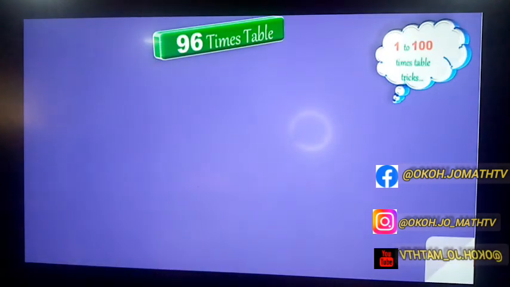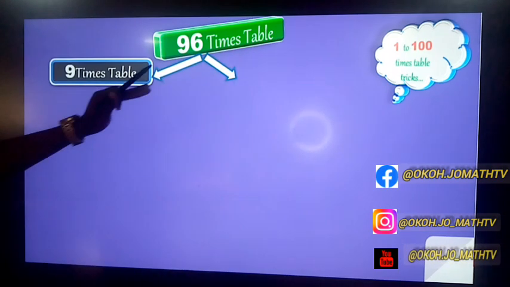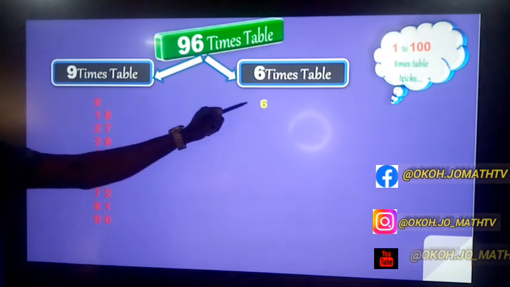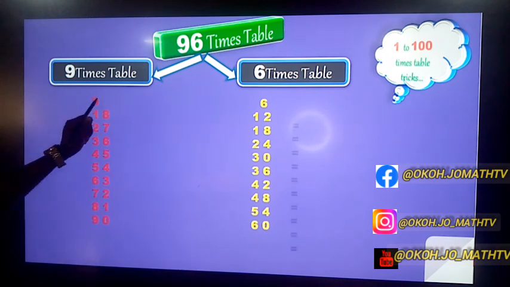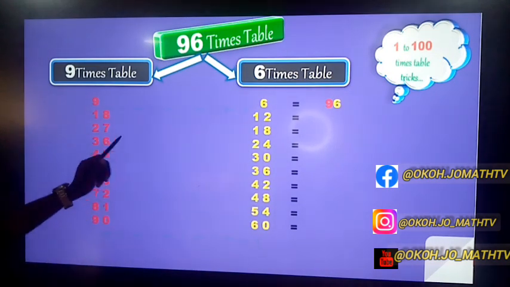So let's look at something very close to 100, which is 96, sorry. So we're already conversant with 9 times table, and we are also used to 6 times table. Is that okay? So 9 goes with 9, 18, 27, 36, 45, 54, 63, 72, 81, and 90. Then 6 times table is 6, 12, 18, 24, 30, 36, 42, 48, 54, then finally 60. So we just have this put together, which is 9 and 6, 96.